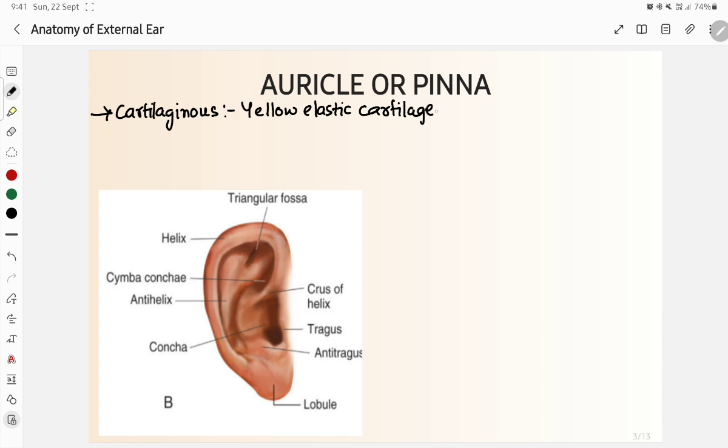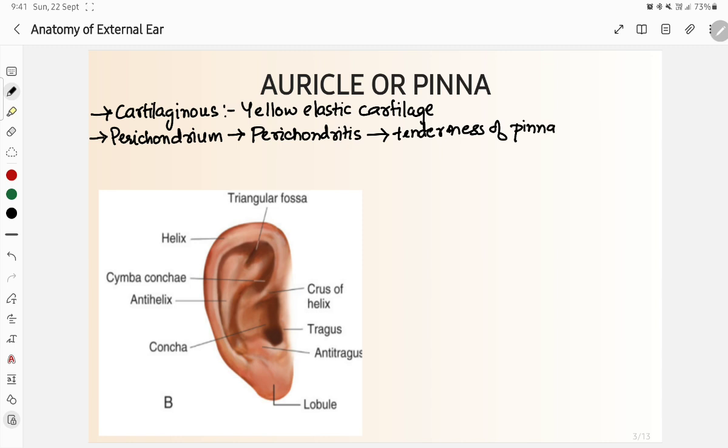Above your pinna, you have a structure known as perichondrium. Now, perichondrium has a clinical significance. Inflammation of perichondrium leads to a condition called perichondritis. And perichondritis is associated with a sign called tenderness of your pinna. Now, above perichondrium, we have our skin. So, we can say that perichondrium acts as a barrier between your skin and cartilage.